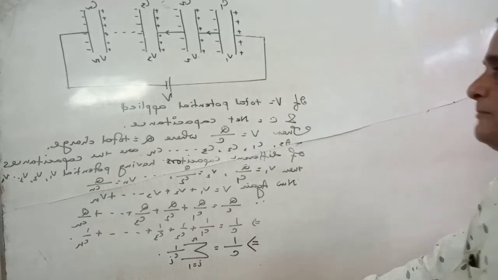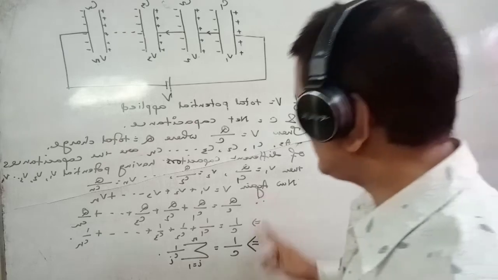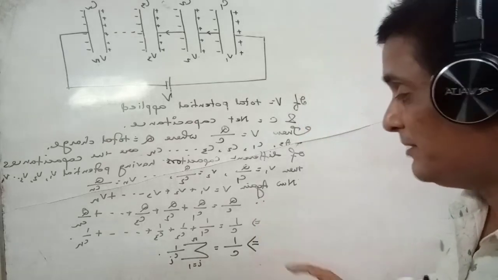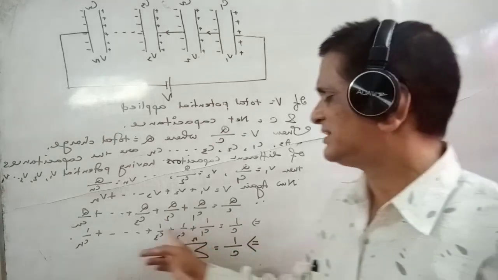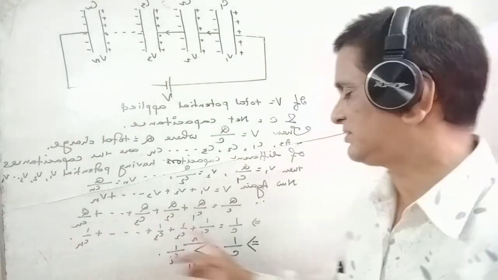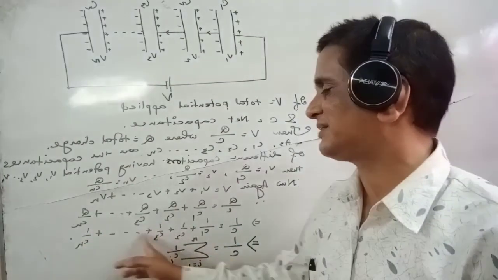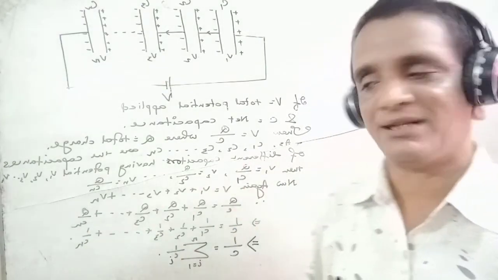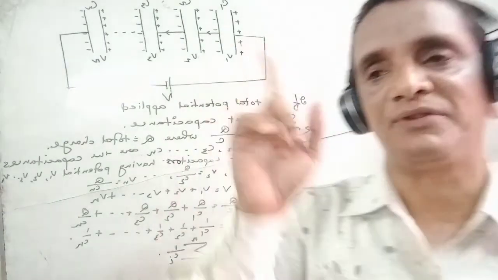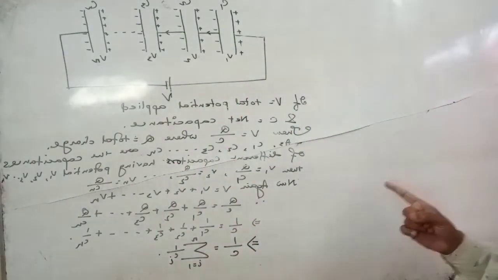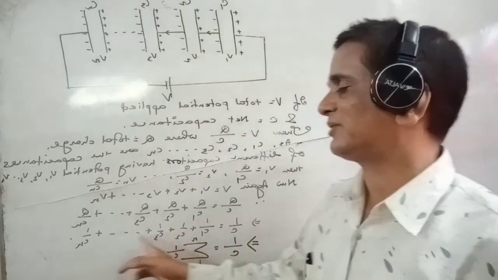This is about when the capacitances are connected in series. Is it clear? But the problem is that now it is coming to your mind, oh sir, in series C is equal to C1 plus C2 plus C3 plus Cn. No, friend. This will come in the case of resistance. If there are resistances, then you can say R equal to R1 plus R2 plus R3.